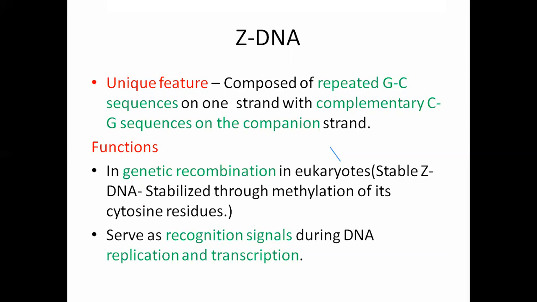Coming to the functions of ZDNA, it is involved in the genetic recombination of eukaryotes. The stable form of ZDNA is involved in genetic recombination. How is ZDNA stabilized? It can be stabilized through methylation of its cytosine residues. So the first function is genetic recombination in eukaryotes. It also serves as recognition signals during DNA replication and transcription.